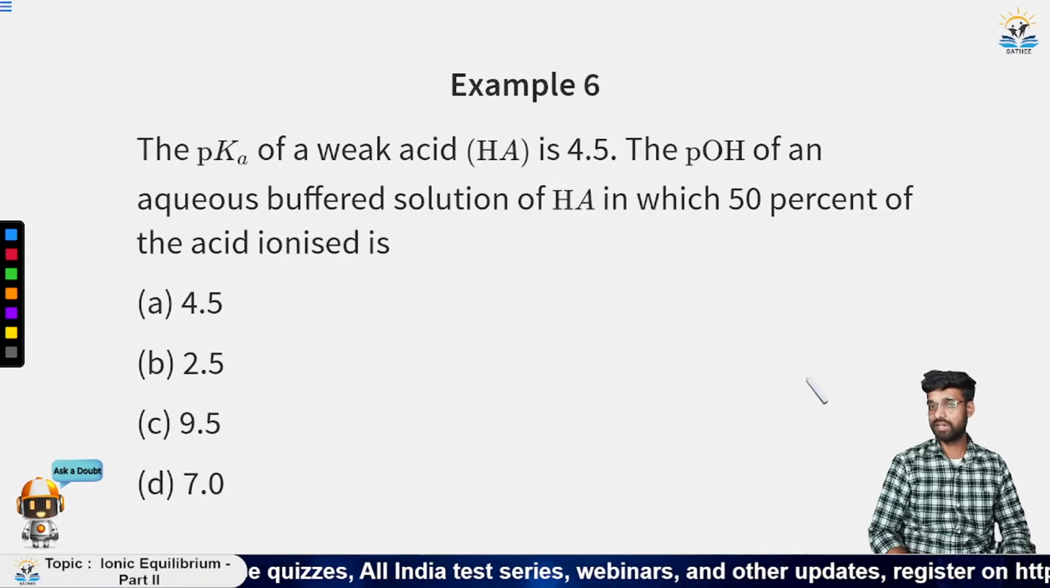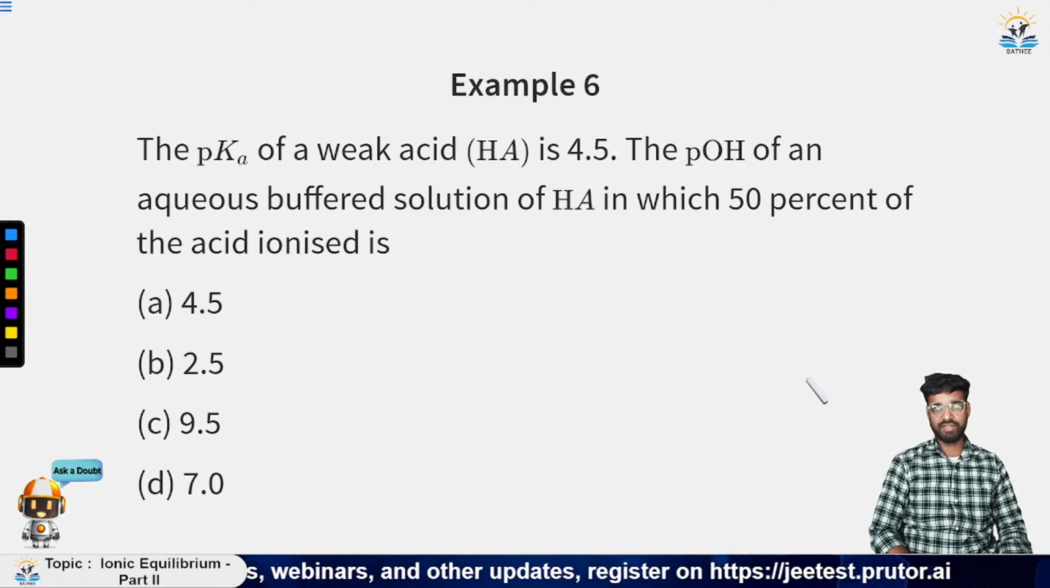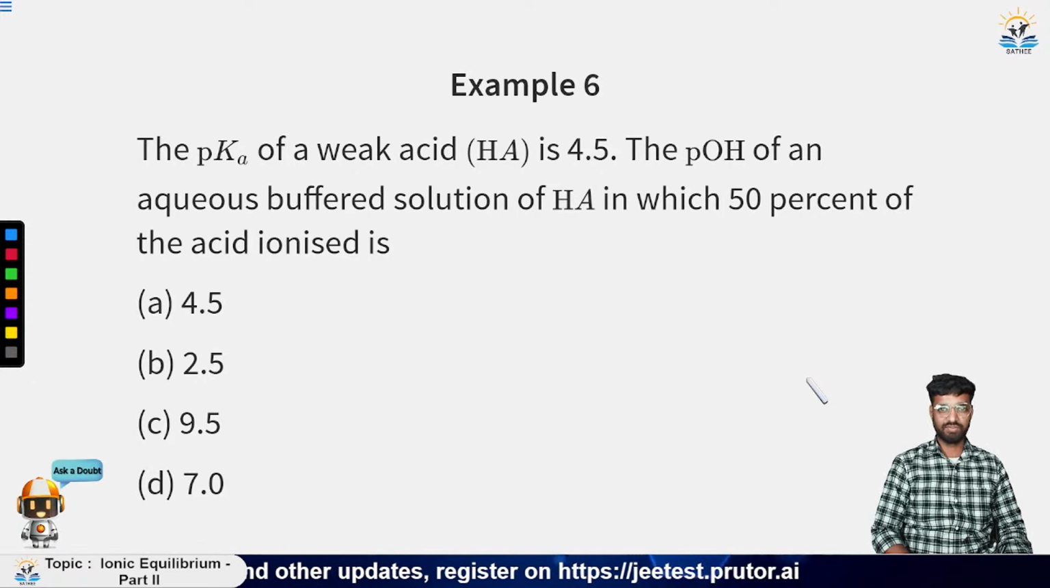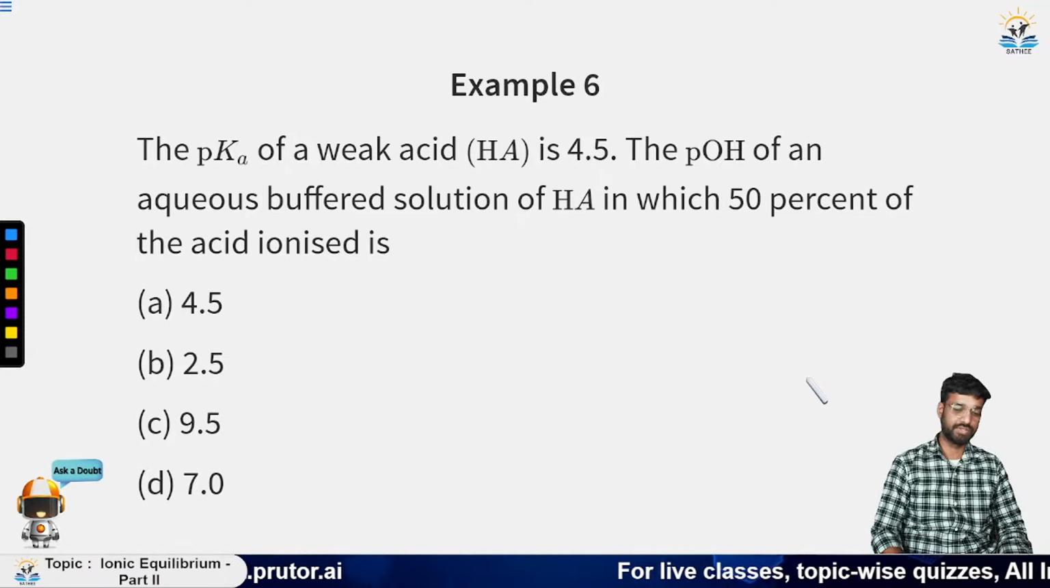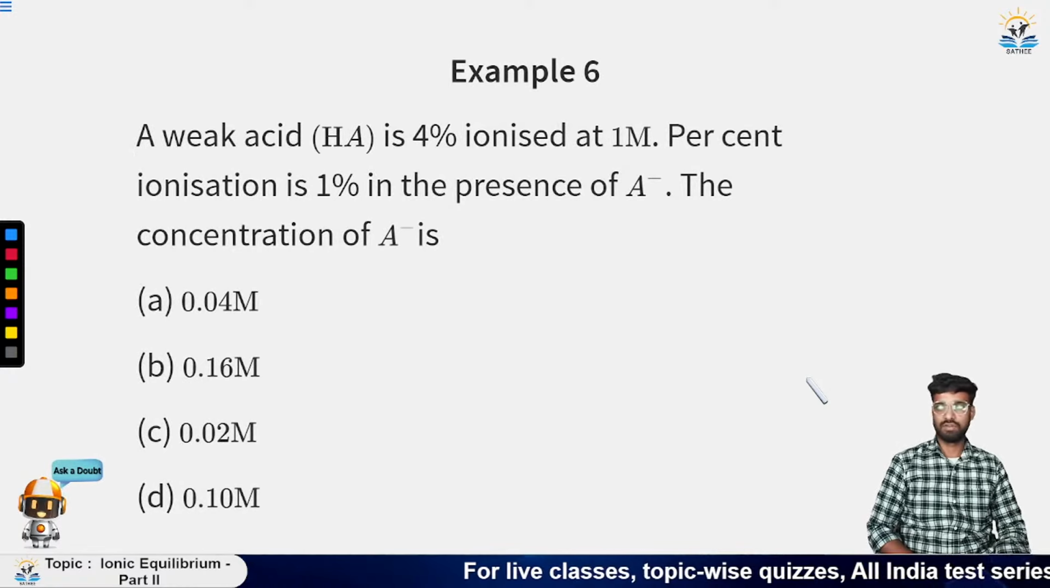Now if you want, you can take screenshots of these questions one by one. It says that the pKa of a weak acid is given, find the pOH of an aqueous buffer of HA in which 50% of the acid is ionized. This is the question. You have your whole options. You can take a screenshot. Now similarly, we have this question here.